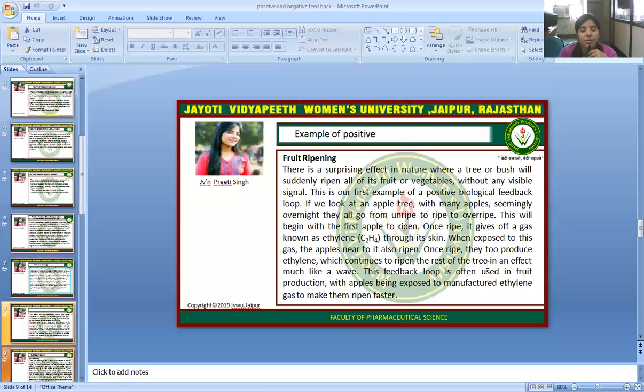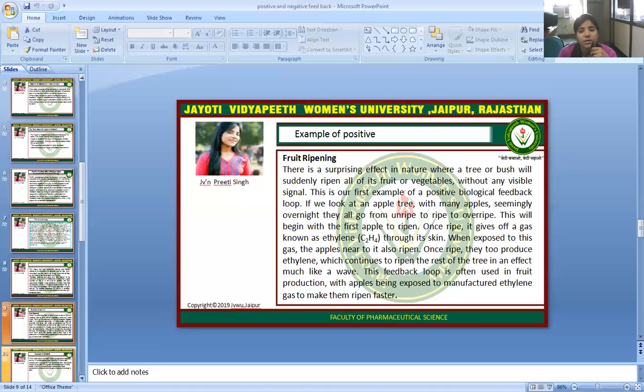So, example of positive feedback: fruit ripening. There is a surprising effect in nature where a tree or bush will suddenly ripen all its fruit or vegetables without any visible signal. This is our first example of positive biological feedback.